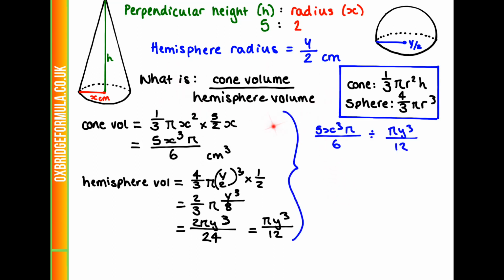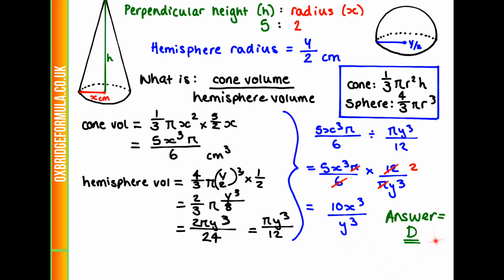So now we have our two volumes, we can put it into our fraction here. So that's going to be our cone volume divided by our hemisphere volume there. And how do we work out a division of two fractions? Well, let's just flip the last one and times them together. So that's going to be 5x cubed pi all over 6 times 12 over pi times y cubed. Now we can simplify this down. We got our 12 and our 6 can cancel to give us the 2 up there, and our pi can cancel on both of these sides to give us an answer of 10x cubed over y cubed. So our final answer is going to be answer D.